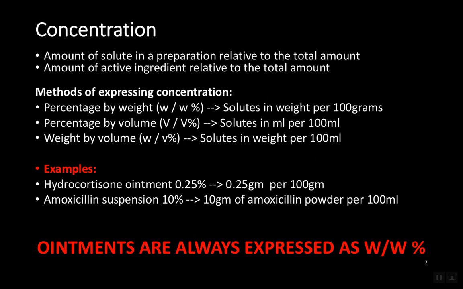Okay, and the percentages are always supposed to be weight over weight, unless they specify that it's not. So here you have an example. If you go into Rite Aid and you pick up a hydrocortisone ointment that's 0.25%, what does that mean? That means for every 100 grams of this ointment, there's 0.25 grams of hydrocortisone active ingredient in there.